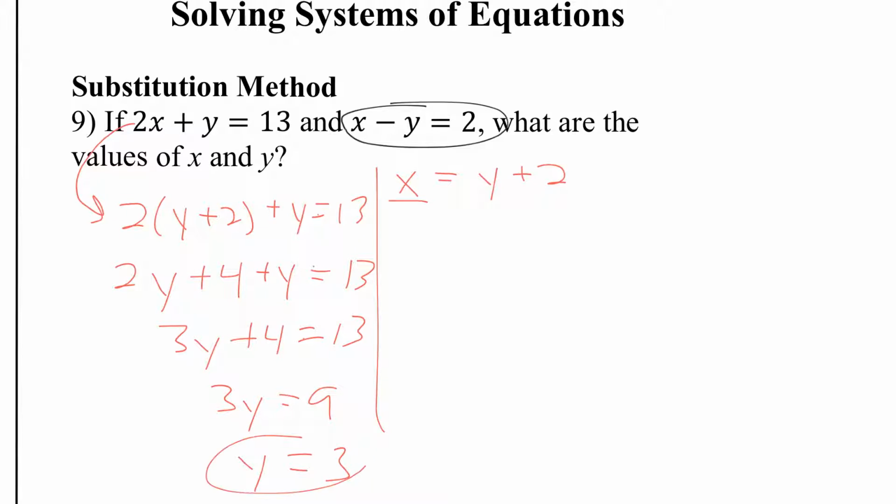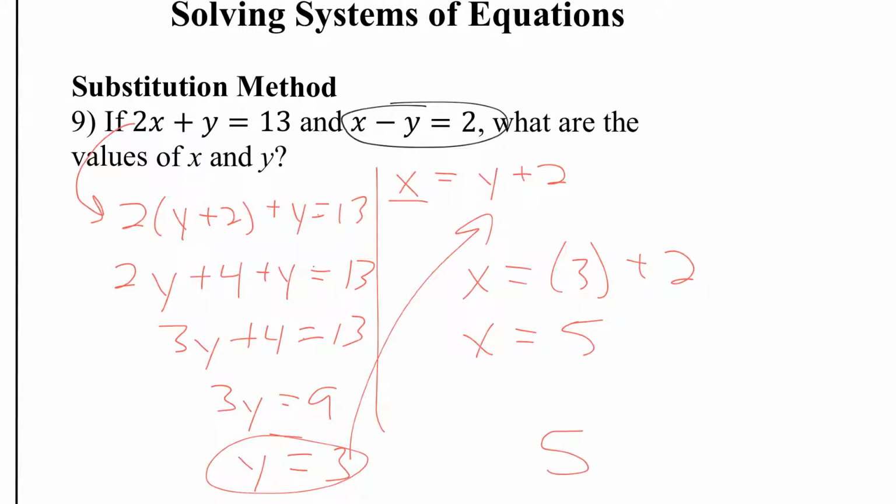And I can take my y is 3 and plug it in up yonder, and I'm going to get x equals 3 plus 2, therefore x is 5. So my ordered pair is 5, 3. X is 5, y is 3.